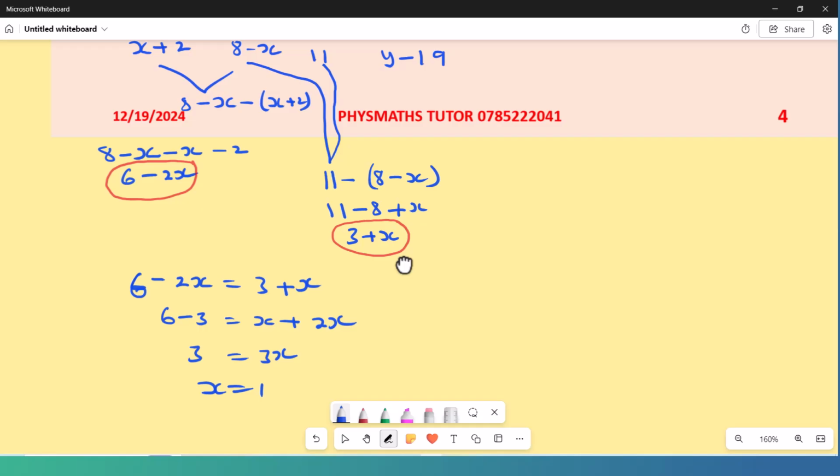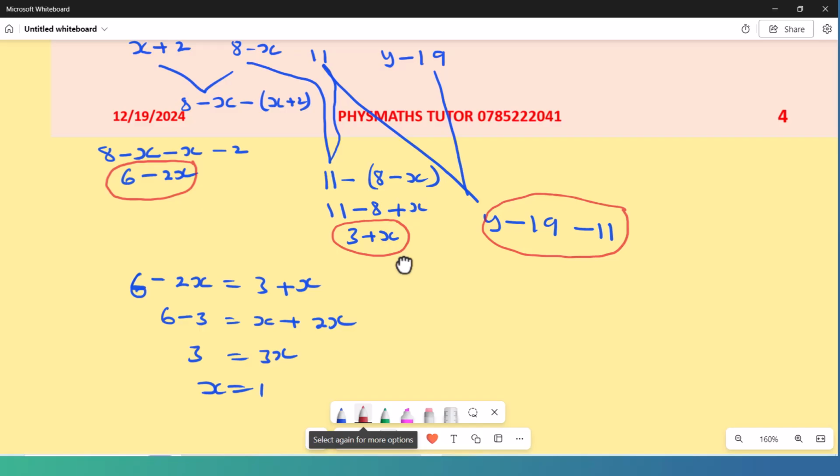But we also need to find y. After getting that x, I can come back here to say y minus 19 minus 11. That's my other second difference. This one here is also d2. So minus 19 minus 11 gives me minus 30, so it's going to be y minus 30.